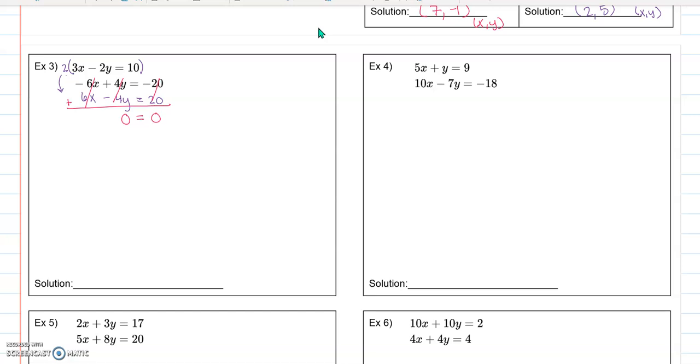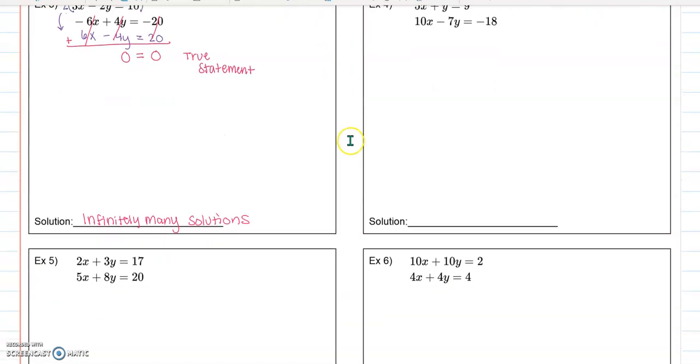If everything eliminates and you're left with this true statement, then our solution is going to be infinitely many. So if you multiply and everything cancels, you're going to be left with infinitely many solutions. If you're left with a false statement, then it's no solutions.